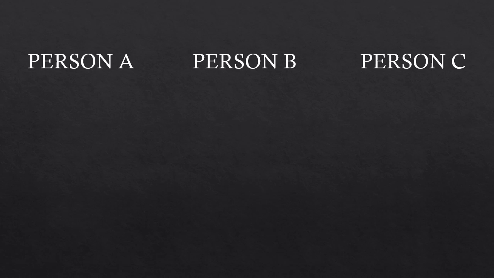So the first model is social preference. Assume there are three individuals, person A, person B, and person C. Each person has their own allocation preference. Person A with X, Y, and Z, person B with Y, Z, and X, person C with Z, X, and Y. Now let's imagine we make a competition for allocation X, Y, and Z.